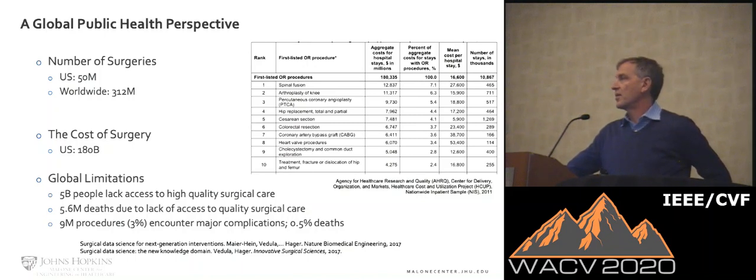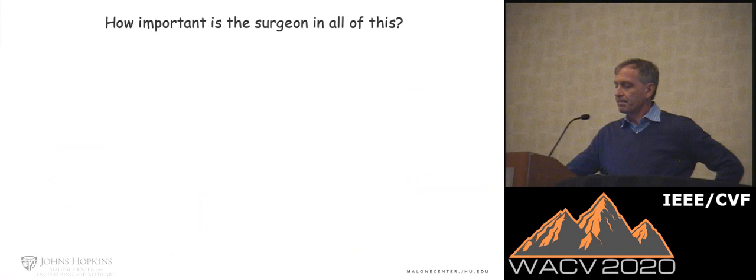Most interestingly, we're in a first world country here, obviously. We think of having access to surgery for whatever needs we have, but actually, a large part of the world lacks access to surgical care. There's a large number of deaths due to lack of access, as well as the inevitable complications due to surgery. So surgery is really a major public health issue in the United States, but it's a major public health issue globally.